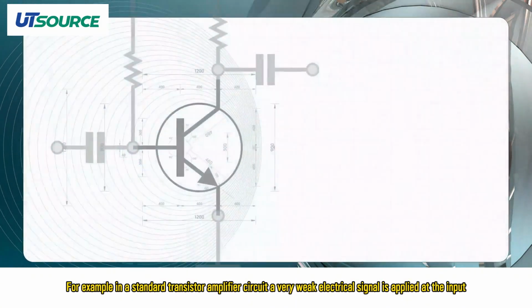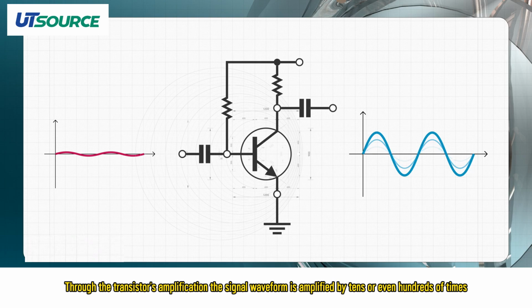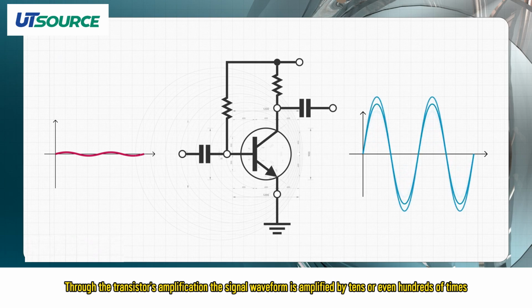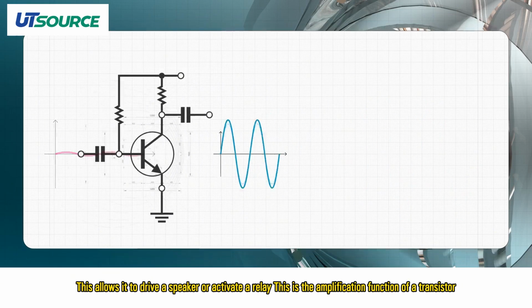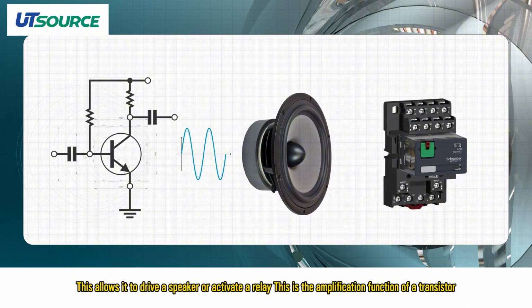For example, in a standard transistor amplifier circuit, a very weak electrical signal is applied at the input. Through the transistor's amplification, the signal waveform is amplified by tens or even hundreds of times. This allows it to drive a speaker or activate a relay. This is the amplification function of a transistor.